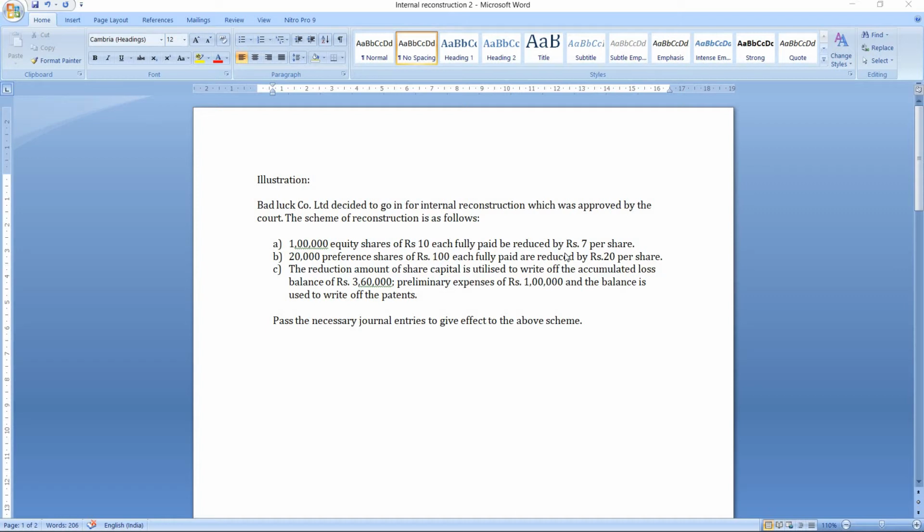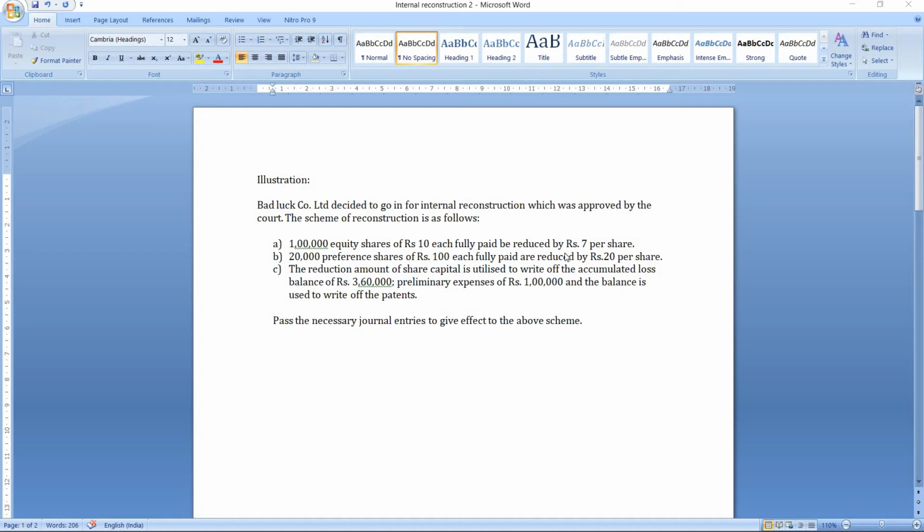Next, 20,000 preference shares of rupees 100 each fully paid are reduced by rupees 20 per share. So the actual preference shares of the company are 20,000 preference shares of rupees 100 each. The face value of preference shares is 100. Now it has to be reduced by rupees 20. So reduced by 20 means the face value of preference shares will become 80.